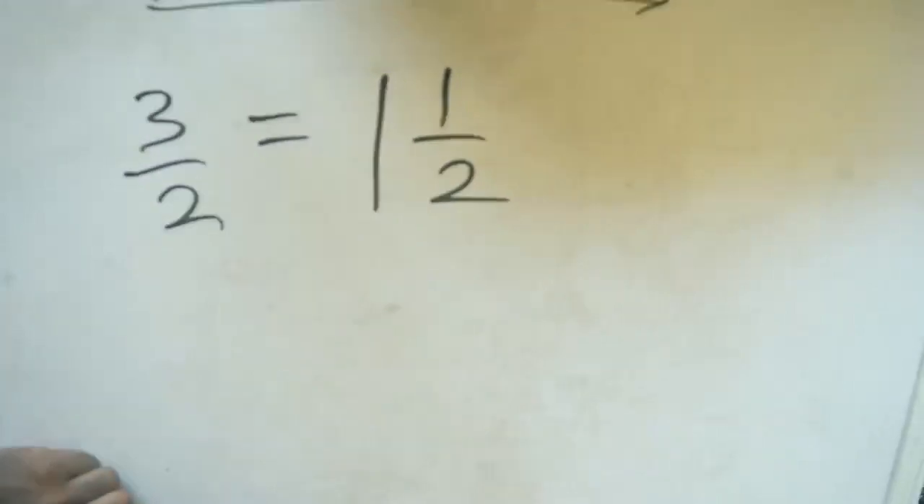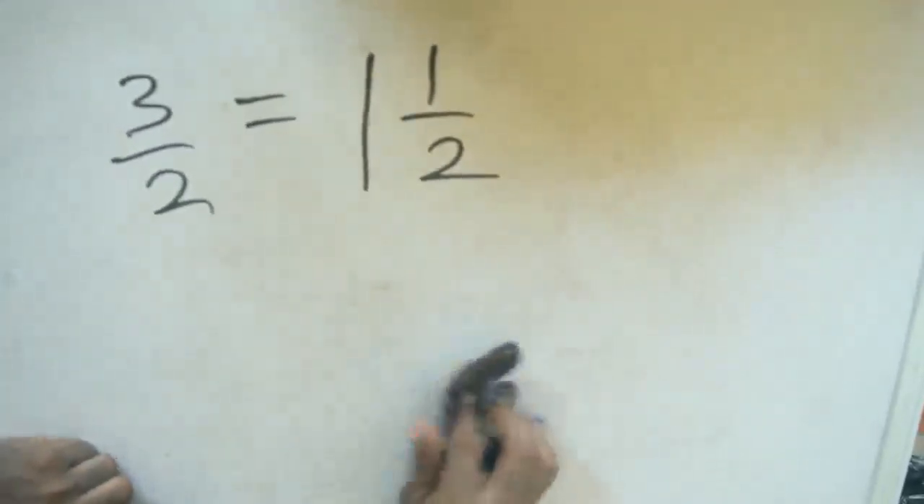So in that regard, I would like to explain or show you the conversion, or how to get from a mixed fraction to an improper fraction.